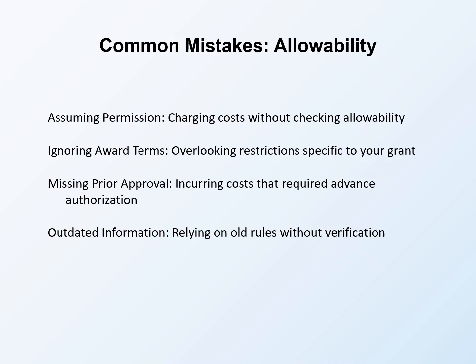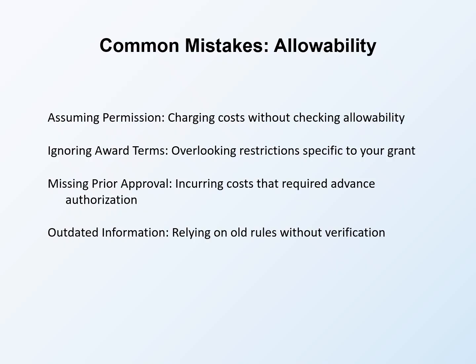Check the regulations and your award terms before incurring significant or unusual expenses. The time spent checking is far less than the time spent responding to audit findings. Ignoring award terms specific to your grant causes trouble even when costs are generally allowable. Your notice of award and attached terms may include restrictions beyond standard regulations. Review these documents carefully and keep them accessible.